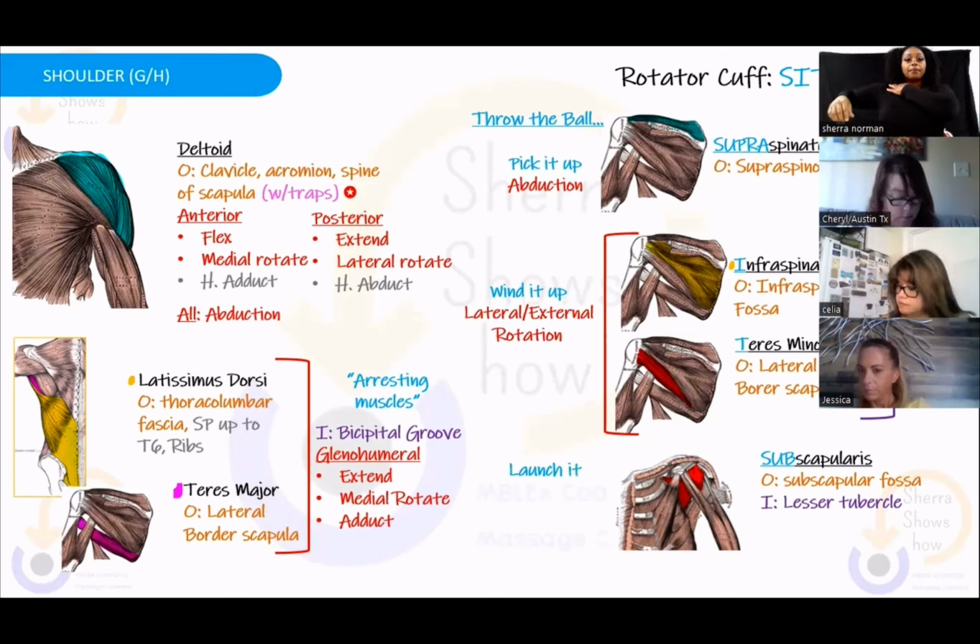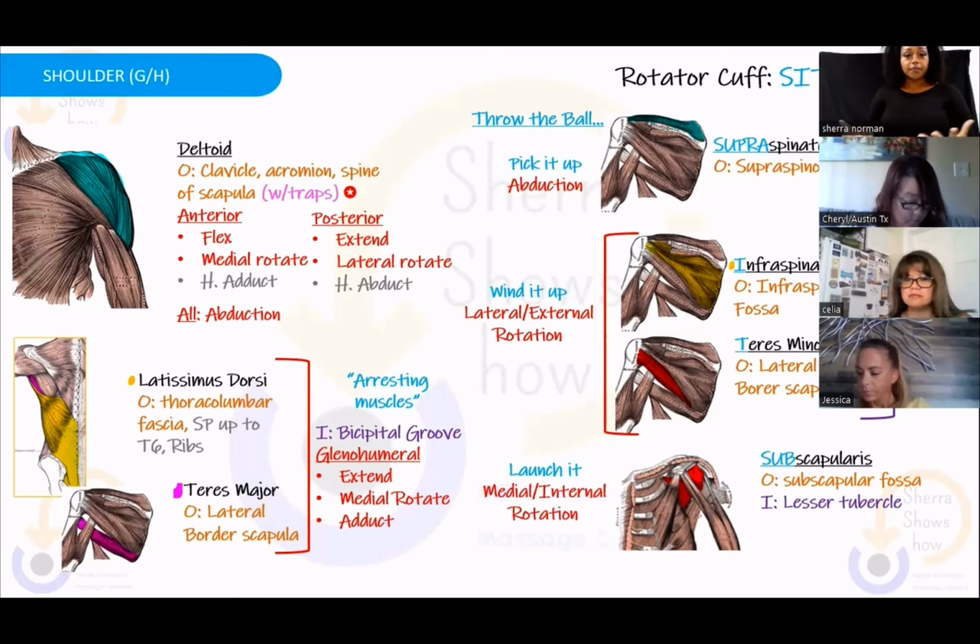So abduction, lateral rotation to wind it up. That's infraspinatus and Teres minor, and medial rotation to launch it for subscapularis because it's on the front. So it medially rotates. The other two are on the back. They laterally rotate. Remember that pulling action. Infraspinatus and Teres minor on the back, so they laterally rotate. Subscapularis is on the front, so it medially rotates.